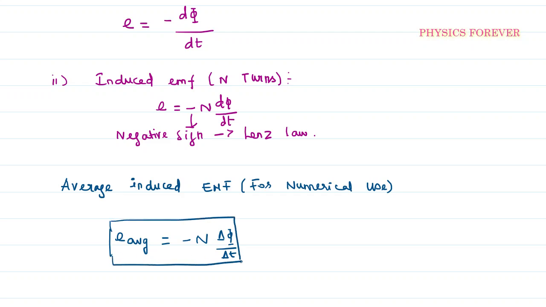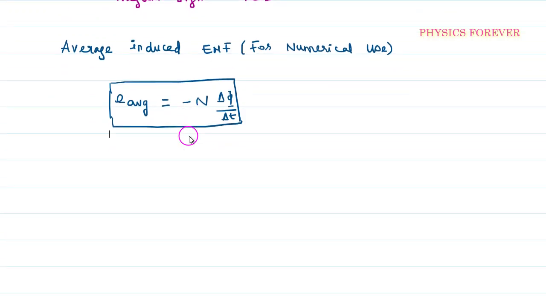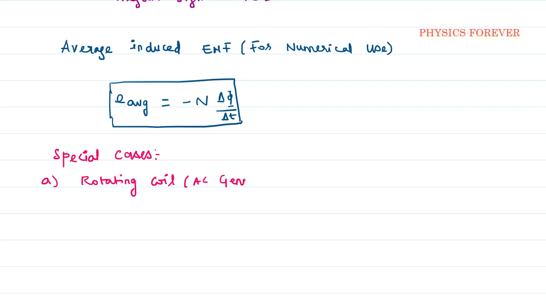Next are some special cases. One is the rotating coil, that is the AC generator.